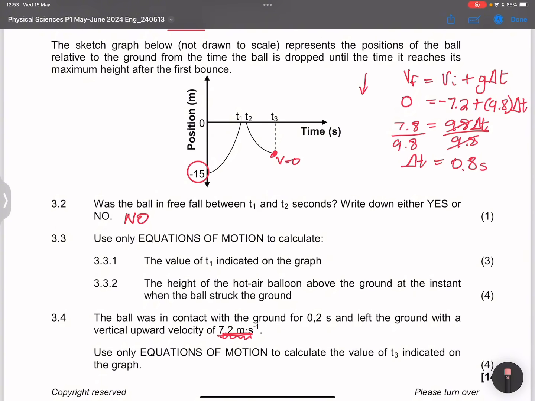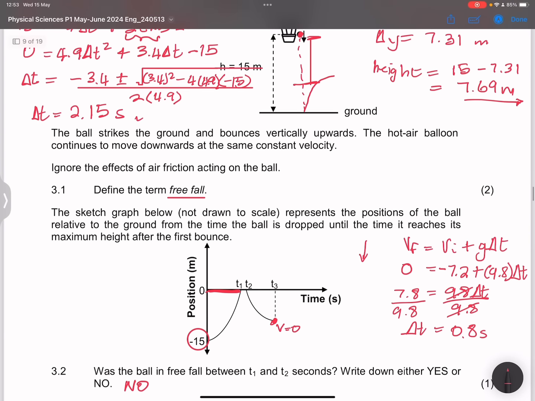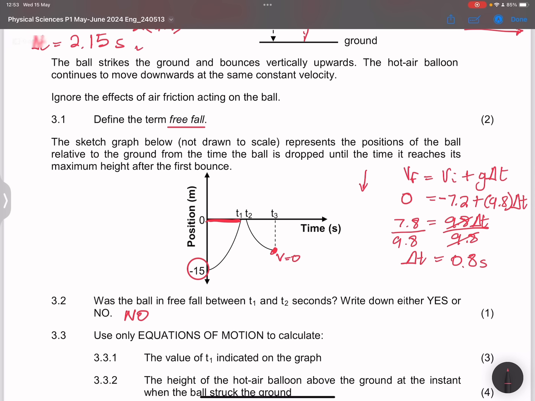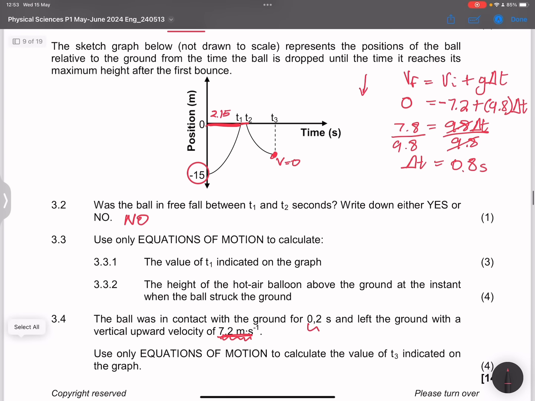So remember, we now know the time it took over there. We know that that time was 2.15. So this time would be 2.15. Now we know T1 to T2 is 0.2, so plus 0.2, this would give us 2.35.